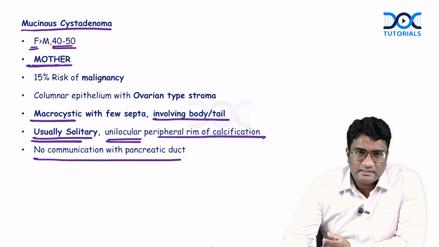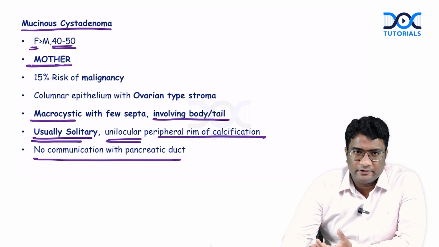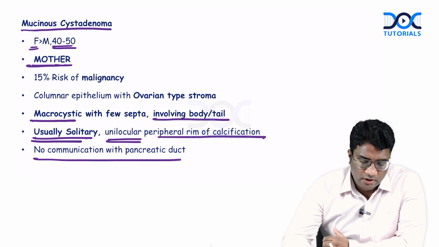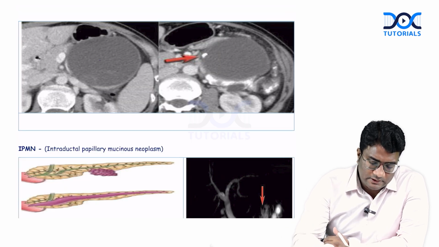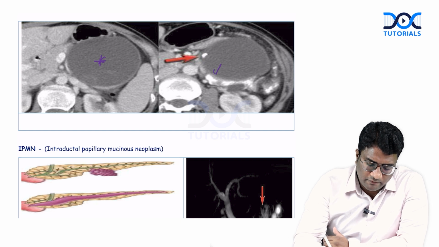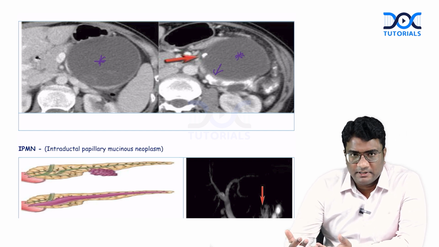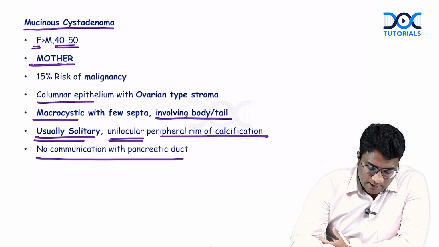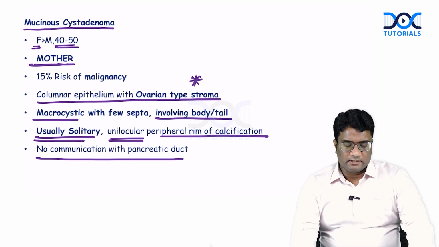And multicystic microcyst was serous cystadenoma. Unilocular, solitary, right, with the peripheral rim of calcification, this is mucinous cystadenoma. So, if you look at serous cystadenoma, it is usually in the head region of the pancreas. Whereas, mucinous is in the body and it is a unilocular cystic area with a rim of calcifications around it. So, this is lined by columnar epithelium, mucin-producing epithelium, with ovarian stroma type. So, this is mucinous cystadenoma.